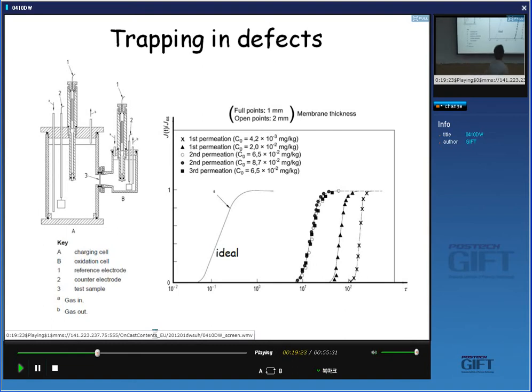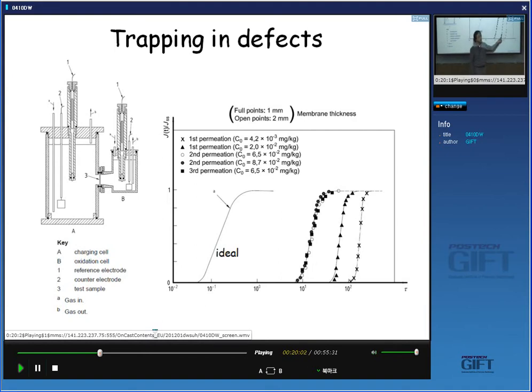Why does it decrease at first and then saturate? You have to remember that we have two trapping sites. One is diffusible, the other is non-diffusible. In the first run, during the permeation of the hydrogen, both diffusible and non-diffusible sites are filled with hydrogen.